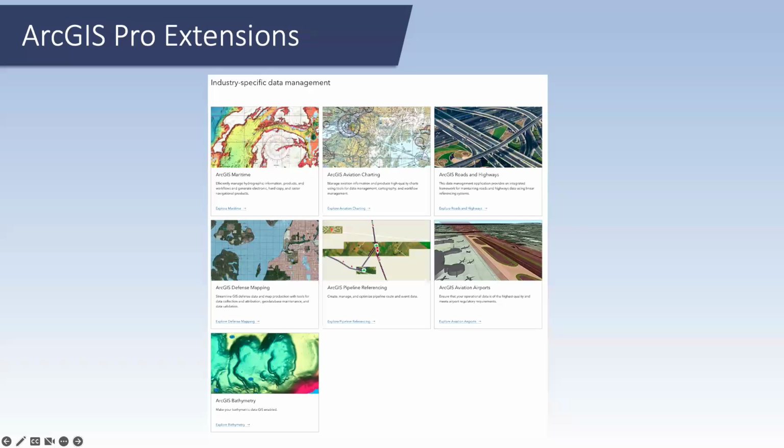And as I had mentioned earlier, there are some industry-specific ArcGIS Pro extensions as well. So if you're in maritime, you have ArcGIS Maritime. We have ArcGIS Aviation Charting, ArcGIS Roads and Highways, Defense Mapping, Bathymetry. So depending on the nature of what you do, these are some of the extensions that are available to you.